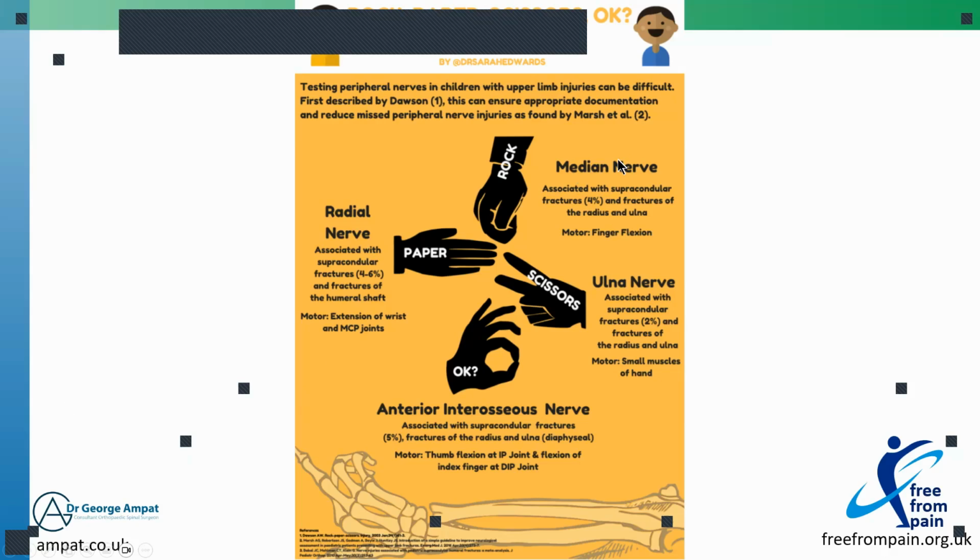Rock is making a fist, and if the child or the adult is able to do a rock, then the median nerve is intact. Then scissors, the action of abduction and adduction, if that is intact, then the ulnar nerve is intact. And if you can do the okay sign, the anterior interosseous nerve is also okay. So rock, paper, scissors, one of the common children's games, can be used for identifying whether there is any nerve injury, and you can identify all the nerves to the hand.